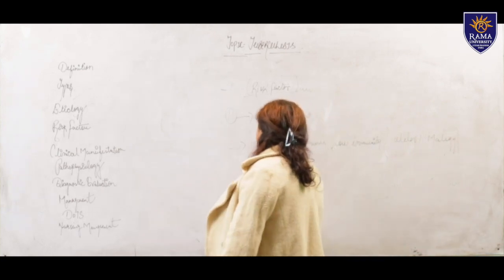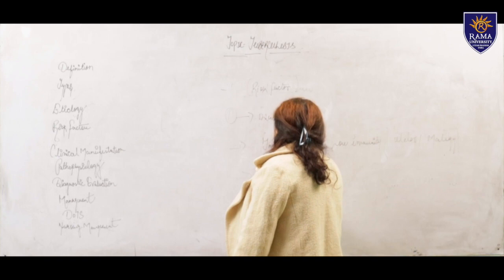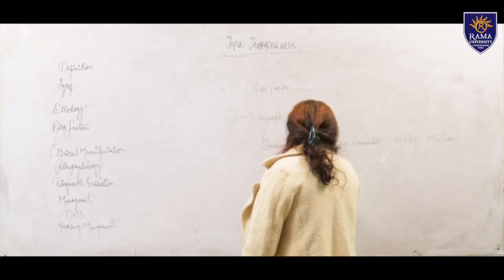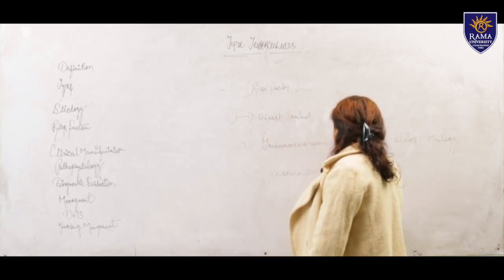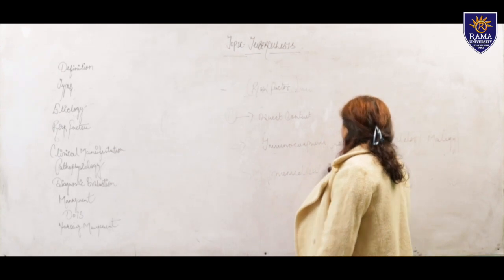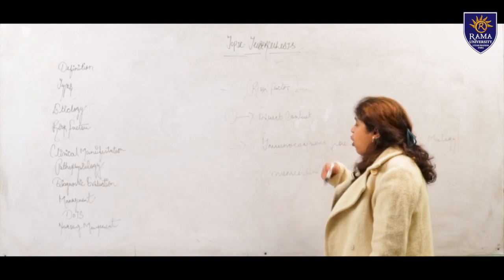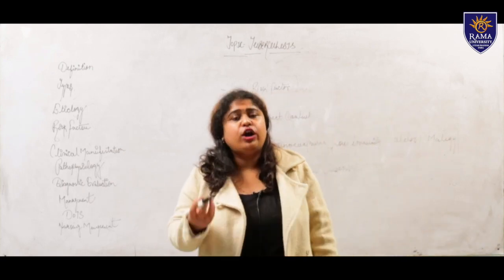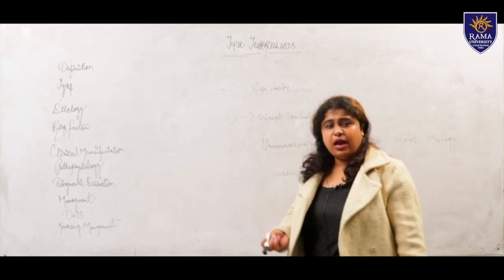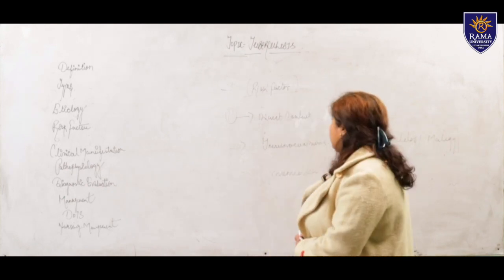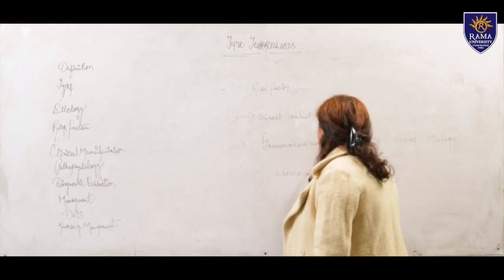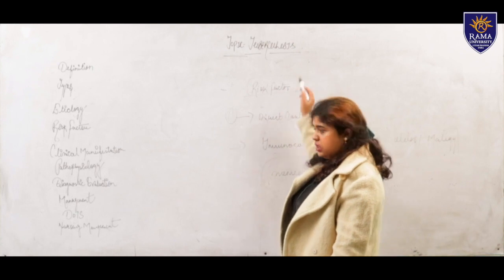And what is another one? Pre-existing medical diseases. Suppose the patient already has diabetes mellitus, or hypertension, or hypothyroidism, or hyperthyroidism. So they can easily be affected by tuberculosis.